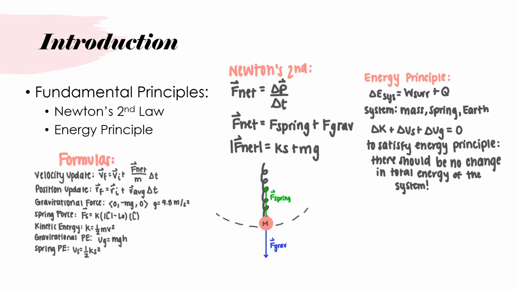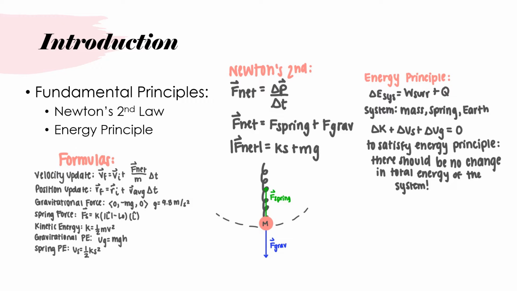The energy principle states that the energy of a system is equal to the work done by the surroundings plus heat. In this experiment, the system includes the mass, the spring, and the earth. This system should be a closed system, so it is assumed that there are no outside forces acting. This means that the total change in energy of the system should be equal to zero. In order to satisfy the energy principle, there should be no change in total energy of the model system.